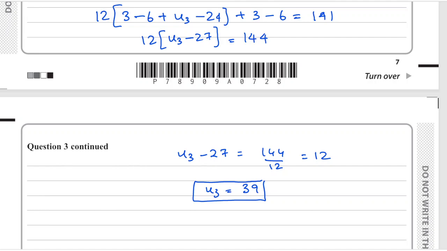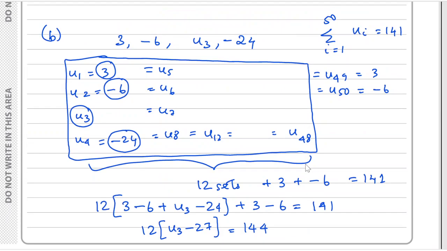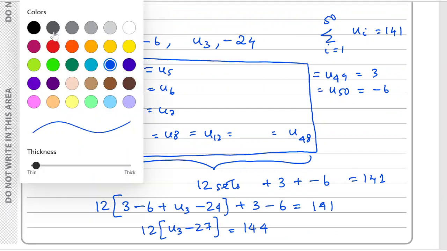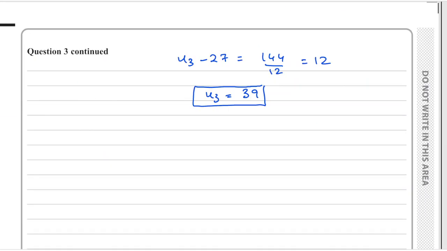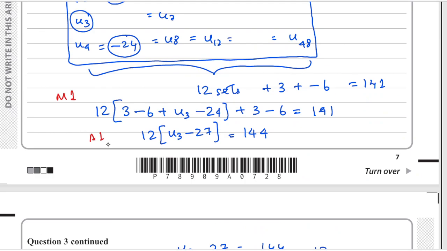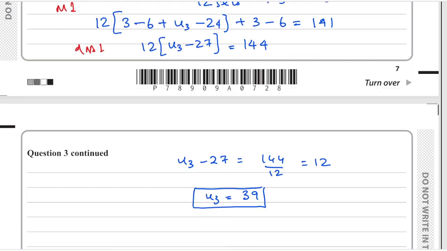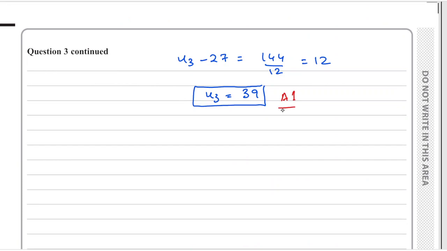Expressing this in the correct format, as 12 sets and so on, is the first method mark. Equating that correctly to 141 is another method mark, and the last accuracy mark goes for finding the correct value. I hope it was clear for you.